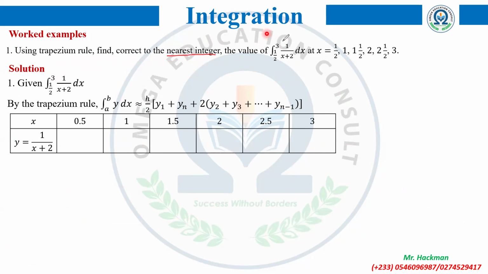The value of the integral from half to 3 of 1 over x plus 2 dx, at x equal to 1 over 2. So you've been given certain x values. Now let's look at the solution.